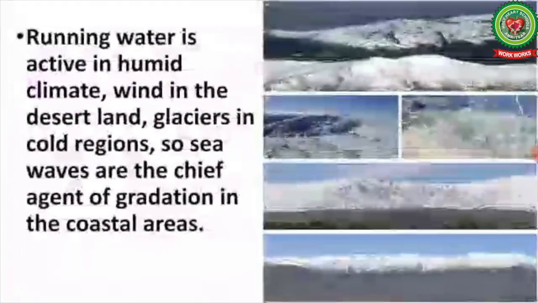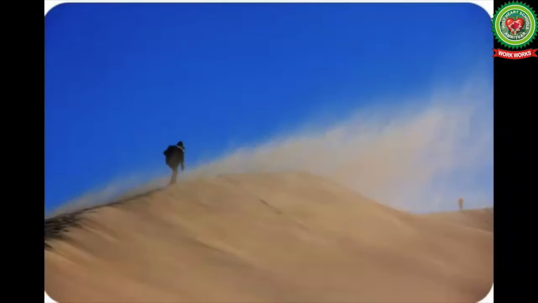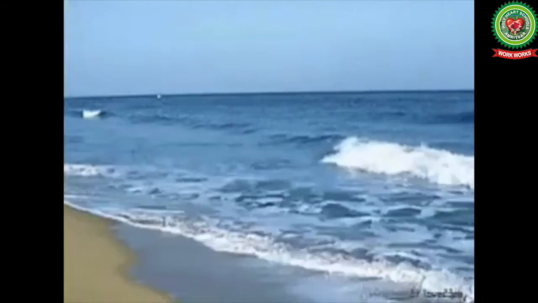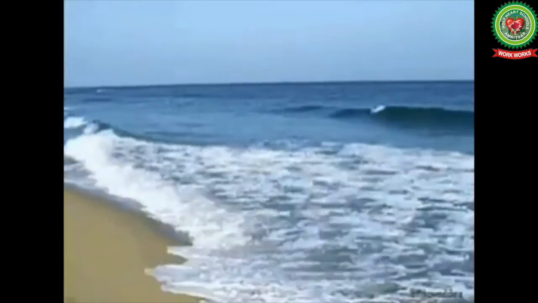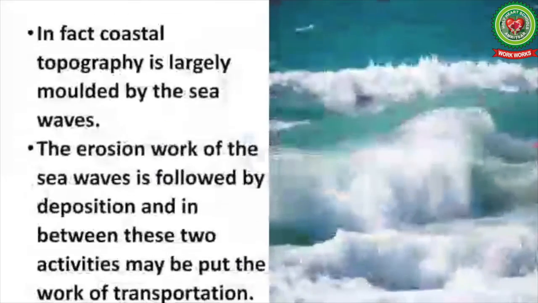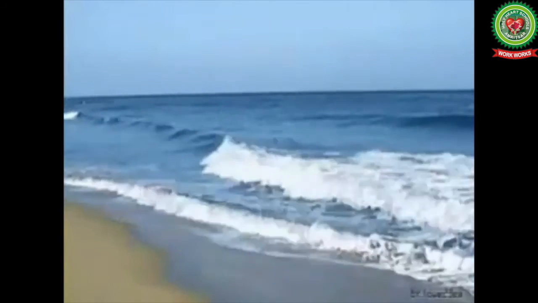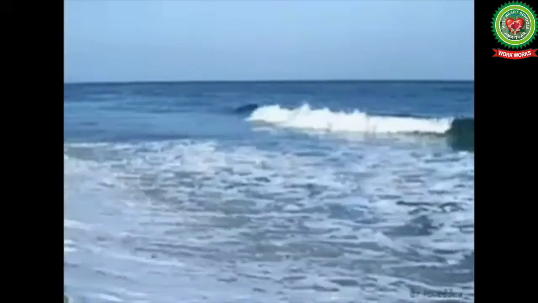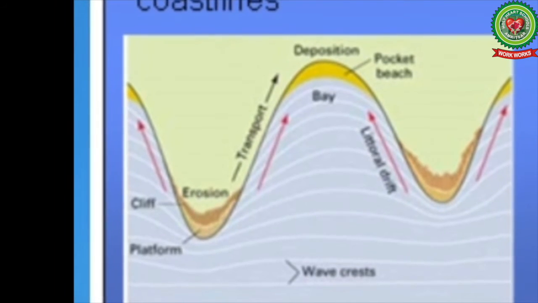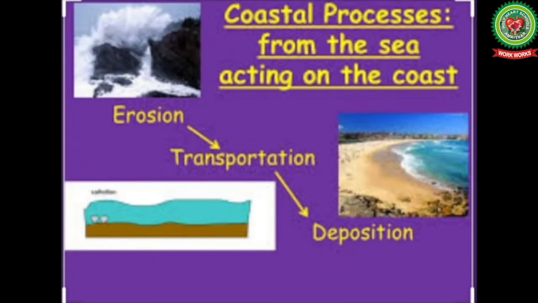Running water is active in humid climate, wind in desert land, glaciers in cold regions. So sea waves are the chief agent of gradation in the coastal areas. In fact, coastal topography is largely molded by the sea waves. The erosion work of the sea waves is followed by deposition, and in between these two activities may be put the work of transportation.